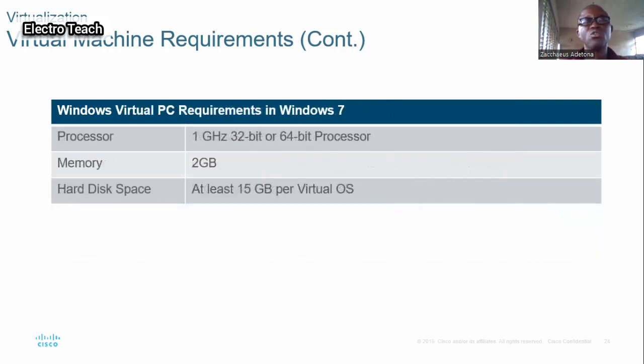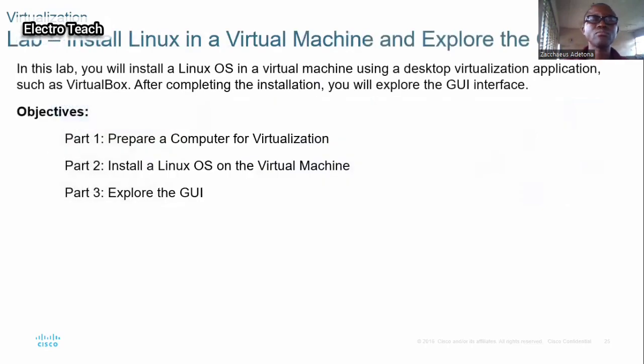Also, virtual machine requirements for Windows 7: the processor should be 1 gigahertz, 32-bit or 64-bit processor, that is the CPU. Then the memory requires at least 2 gigabytes. And the hard disk space should be at least 50 gigabytes for each virtual machine that is going to be installed.